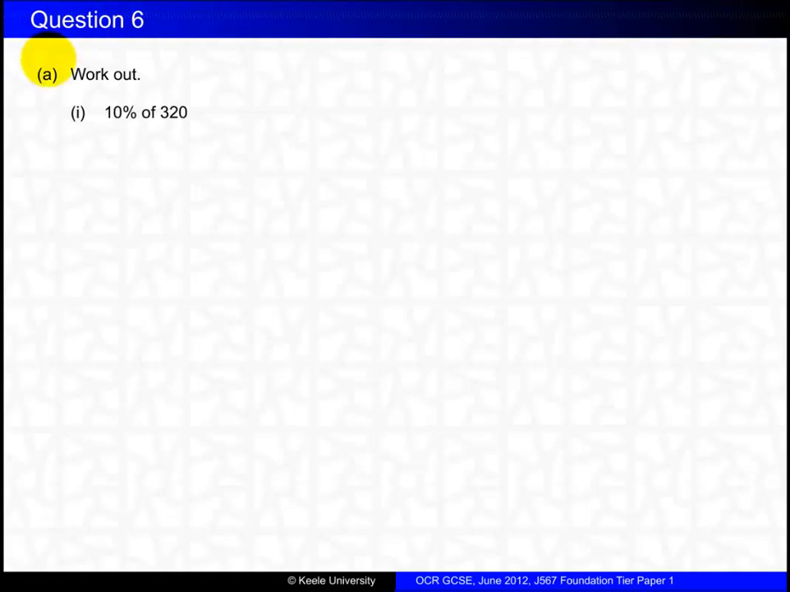Question 6, Part A. Work out, Part 1, 10% of 320. 10% is just 1/10, so we need to divide 320 by 10. Because there's a 0 on the end, we can just take off the 0, so the answer is 32.